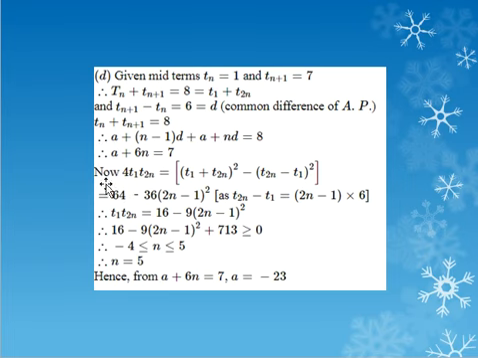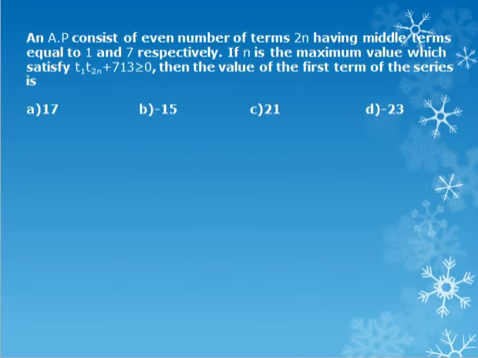Just substitute 5 in that, and you get a plus 30 equals 7. Sorry, a plus 30 equals 7, and you find a is minus 23. That's our answer, minus 23.